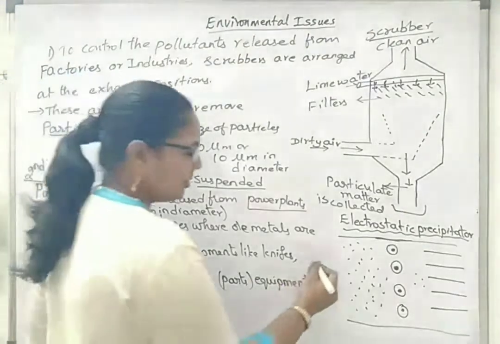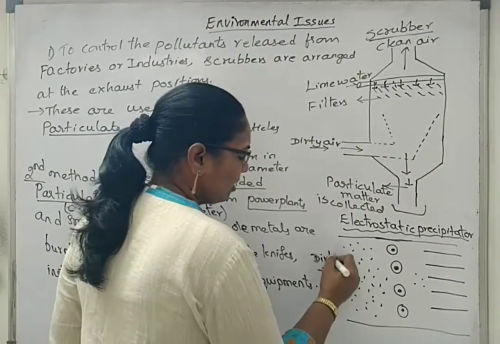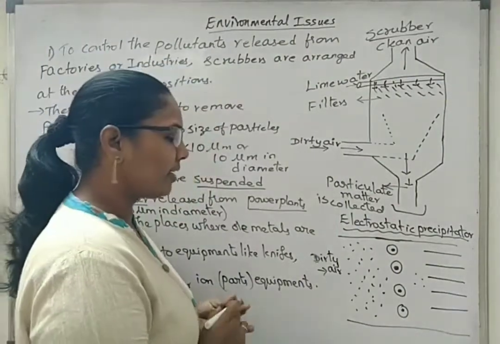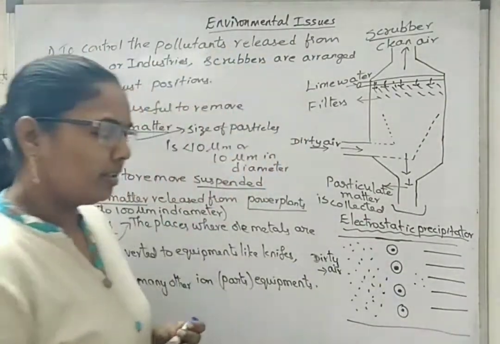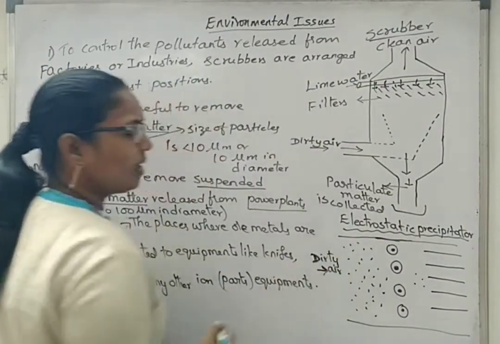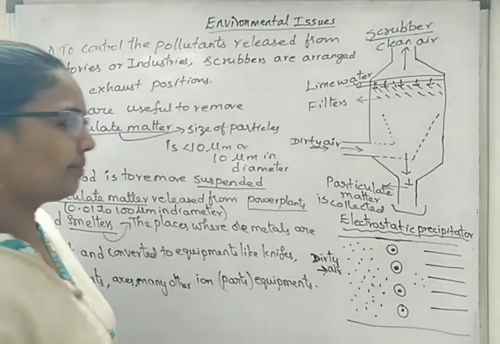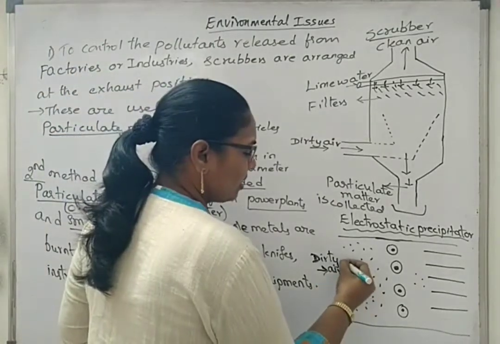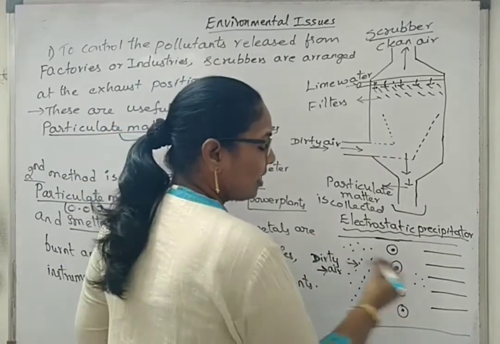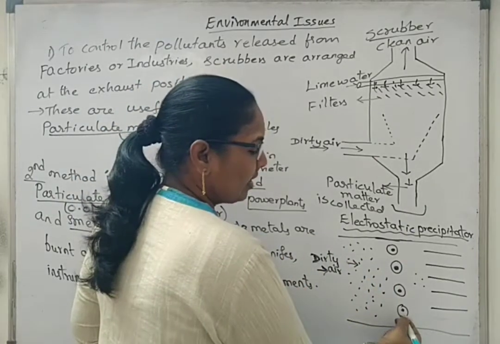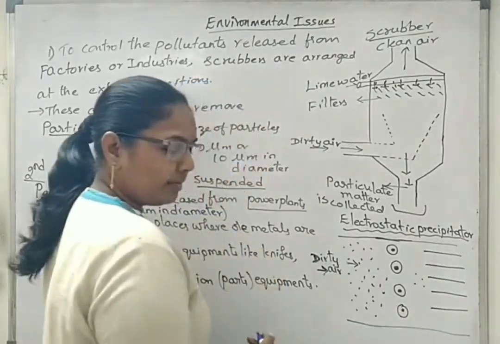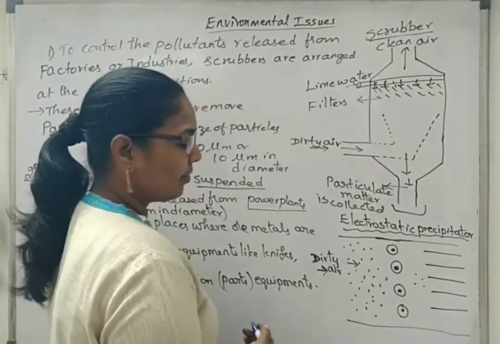Now, here initially the dirty air, released from the factories or any of the power plants, is released initially into the electrostatic precipitators. Suppose think this is the dirty air. Now they are passed into some type of covering containing wires. These are metal wires. We can also call them electric wires.